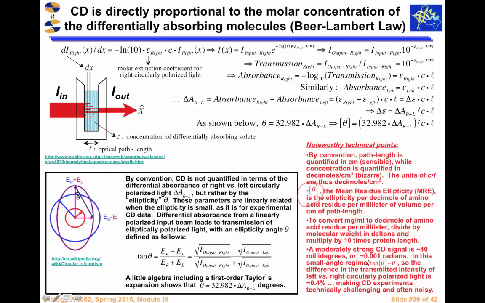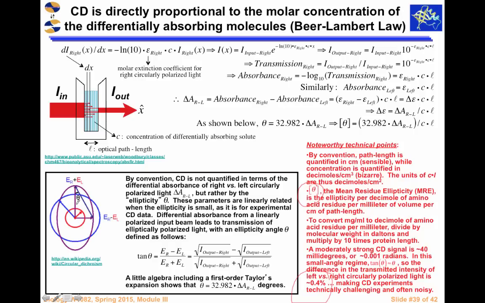What this means is, if you do all the math here, and I don't expect you to do that, the difference in the transmission for a strong CD signal, 40 millidegrees, corresponds to a 0.4% difference in absorbance between right and left circularly polarized light. So this I want you to remember. To measure CD involves measuring really small differences using a weird angular convention.